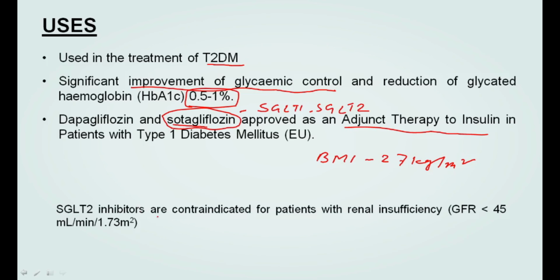And SGLT2 inhibitors are generally contraindicated for patients with renal insufficiency, if the glomerular filtration rate is less than 45 ml per minute per 1.73 meter square. So in that condition, it is contraindicated.